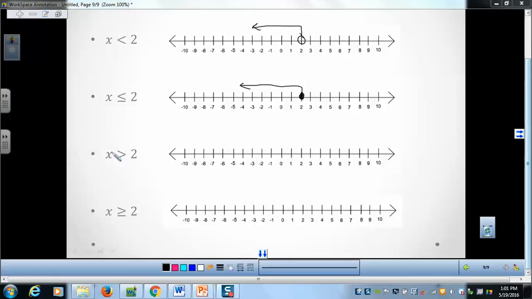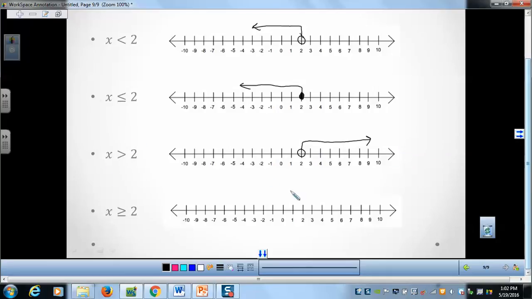This is x is greater than 2. Once again, since it's greater than, we're going to have an open circle. So we're going to start with 2 but not include it. And then once again, think about all the numbers that are greater than 2. 4, 8, 38, 956. All those numbers happen to be to the right, so we're just going to draw an arrow to the right. And that's going to tell us that as long as I pick any number over here, it will be a solution, which would mean it makes this true.